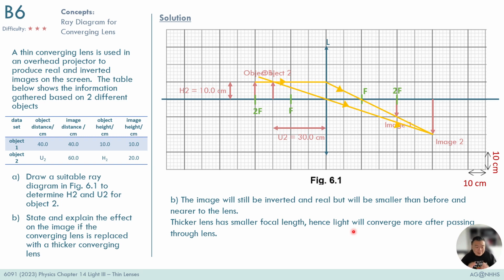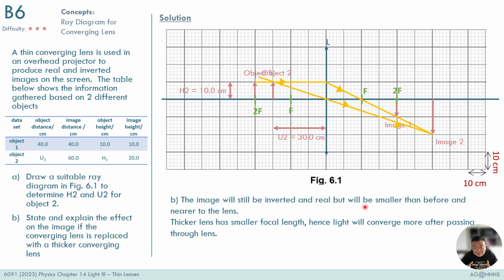Therefore, when the lens is now taken in part B, what happens is that there's more refraction, there's more bending. So the degree of bending will be higher. So when the lens is thicker, the image will still be inverted, it will be real, but it will be smaller because the thicker lens will have a very small focal length. This one you all must know.